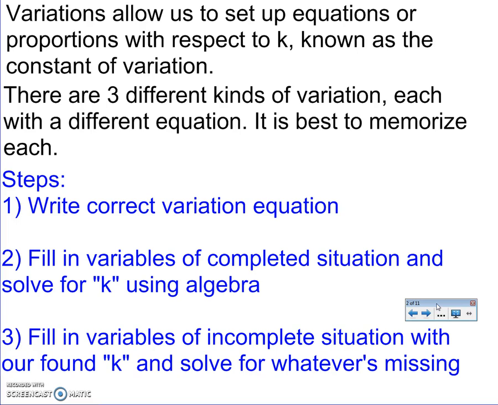The steps for solving these will be: first, write the correct variation equation. Second, fill in the variables of the completed situation and solve for k using regular algebra. And third, fill in the variables of the incomplete situation with our newfound k and solve for whatever's missing. So as you can see, we're going to have two equations, one with the complete situation where we find k, and then one where we're missing something and we have to use k to help us find what's missing.